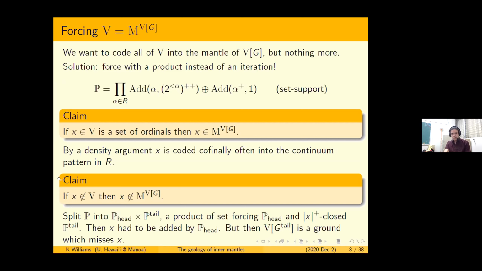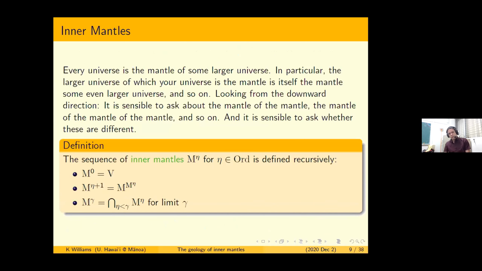Okay. So I want to pause for a minute on this slide because this forcing is going to form the basis for a lot of what comes later. Okay. So that's kind of the warm-up, just talking about the mantles.